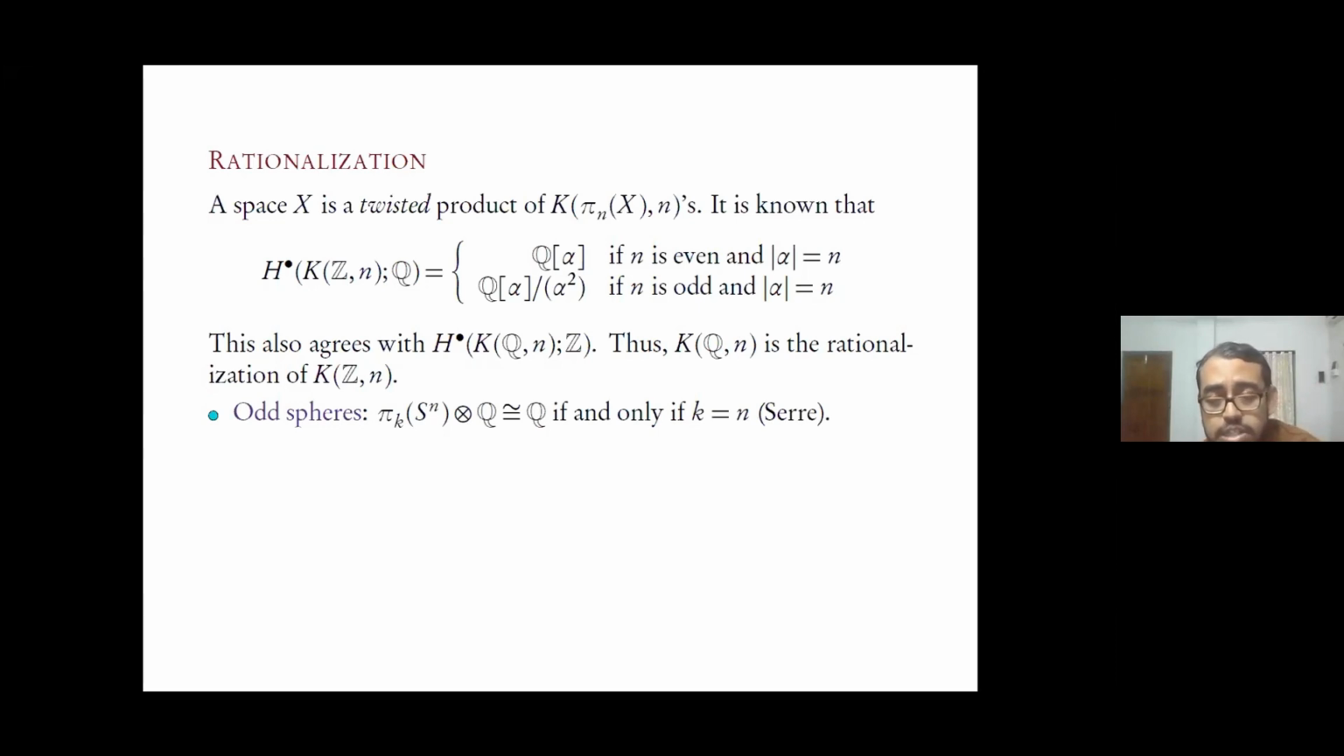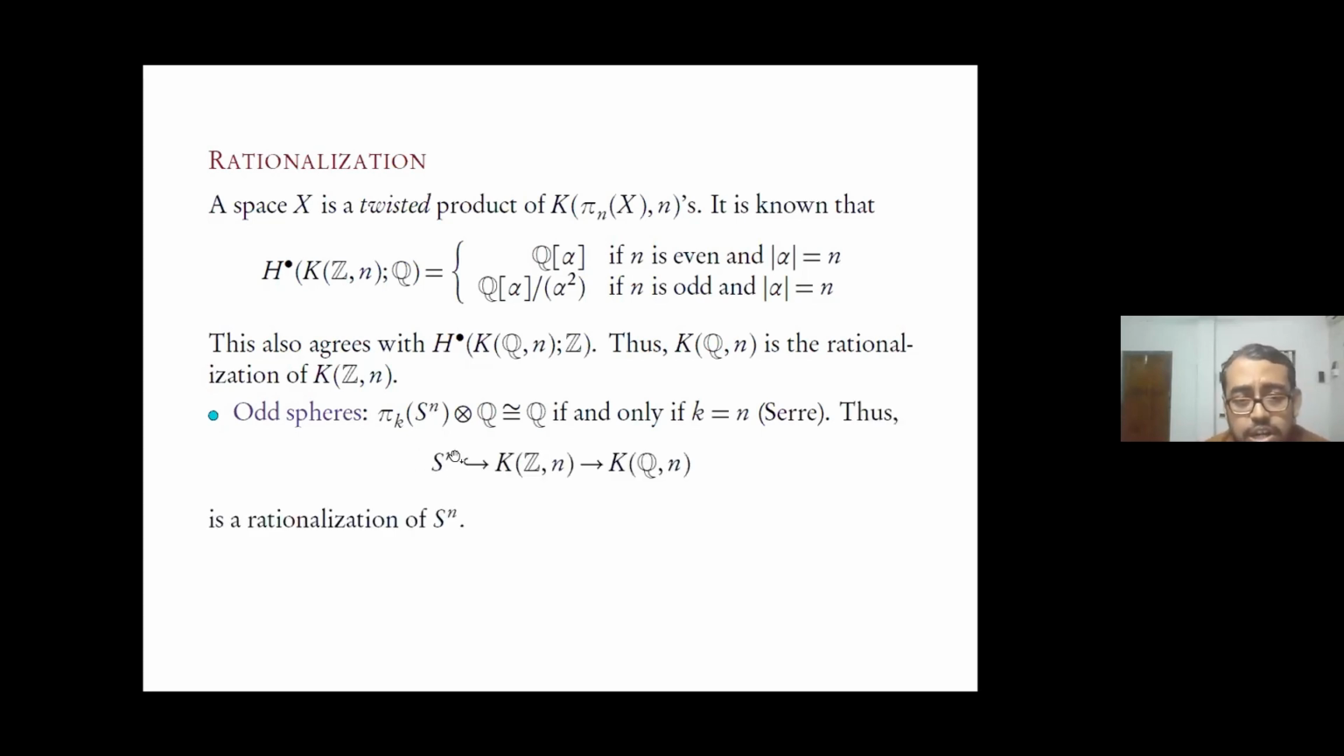It's a result attributed to Serre, who says that π_k of S^n, when you tensor with Q, is isomorphic to Q if and only if k is equal to n. So for odd spheres, the only time you see a non-torsion subgroup of the homotopy group is when k is equal to n. This effectively means that all the other homotopy groups of S^n for n odd are torsion.